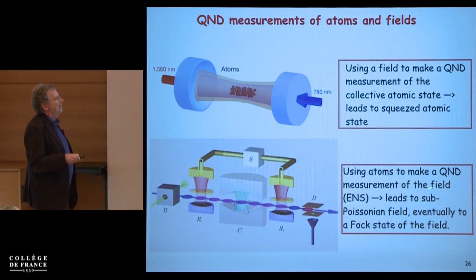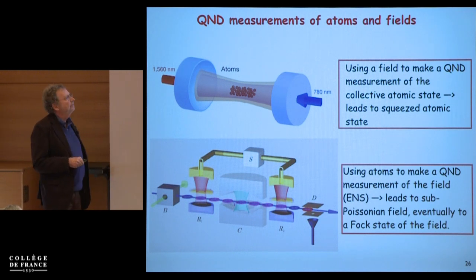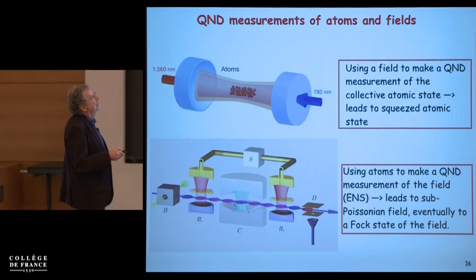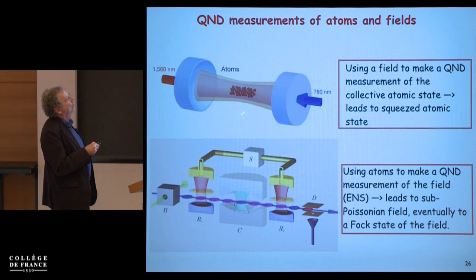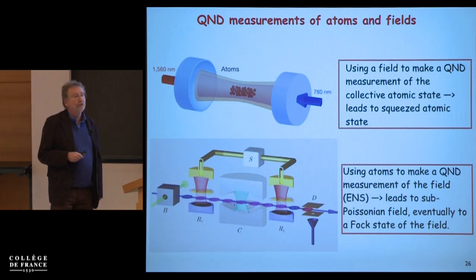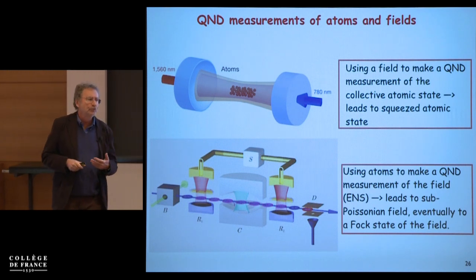Here we had a QND measurement of a field using atoms, and this measurement leads to a sub-Poissonian field, eventually to a Fock state of the field. Here we use a field to make a QND measurement of the collective atomic state. That leads to a squeezed atomic state, and the remaining width is due to two facts.